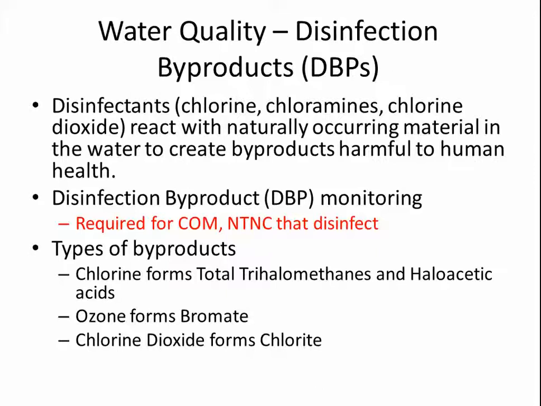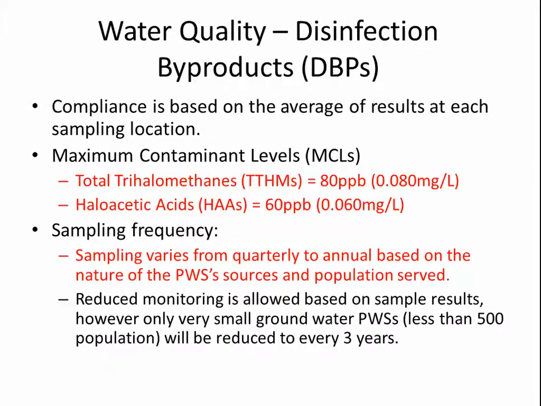So here's some examples. If you're adding chlorine to your water, the byproducts that you will get are total trihalomethanes and haloacetic acids. The byproduct from ozonation is bromate, and the byproduct from adding chlorine dioxide is chlorite. So compliance is based on the average of the results at each sampling location.